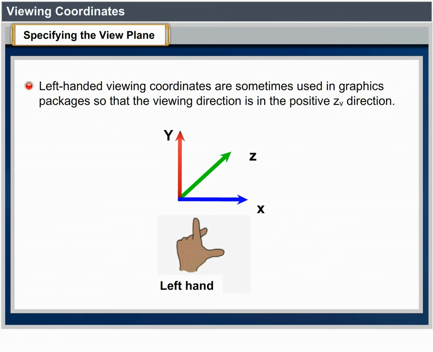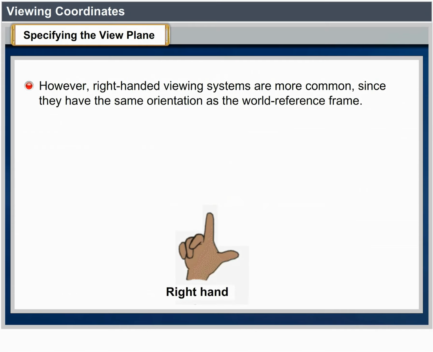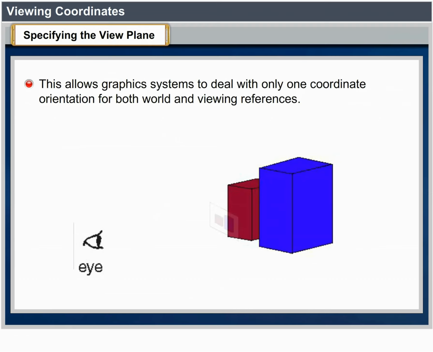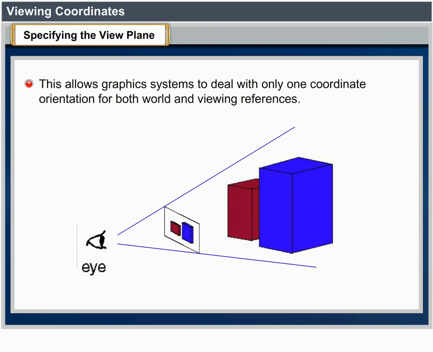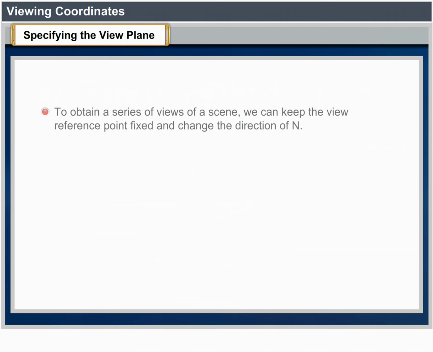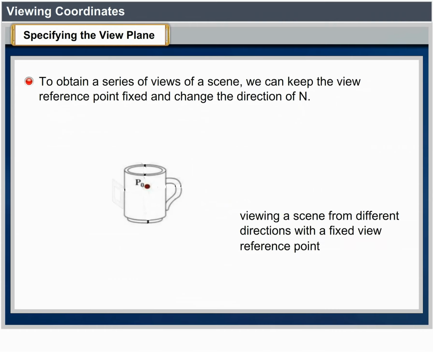Left-handed viewing coordinates are sometimes used in graphics packages so that the viewing direction is in the positive ZV direction. But right-handed viewing systems are more common because they have the same orientation as the world reference frame. This allows the graphics system to deal with only one coordinate orientation for both world and viewing references. We will follow the convention of PHIGS and GL and use a right-handed viewing system for all algorithm development. To obtain a series of views of a scene, we can keep the view reference point fixed and change the direction of n as shown in this figure.